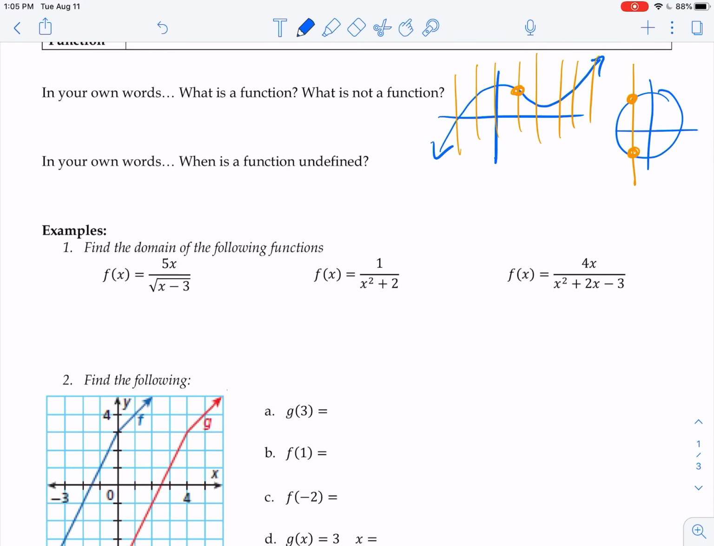So the next thing, in your own words, when is a function defined? Well, there's two things, I lied. When is a function undefined? There's two things that you can't do. And one of them involves my favorite math joke of all times.